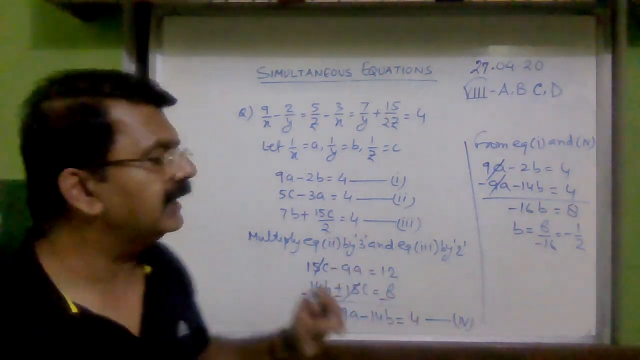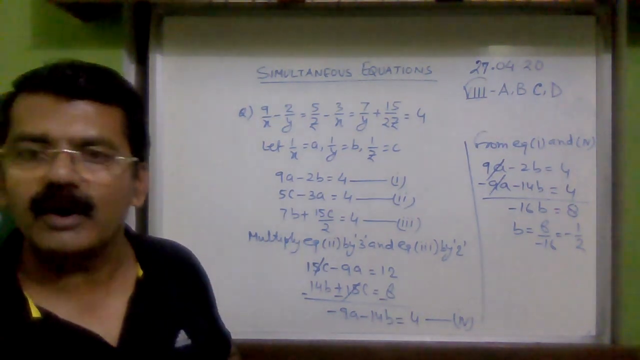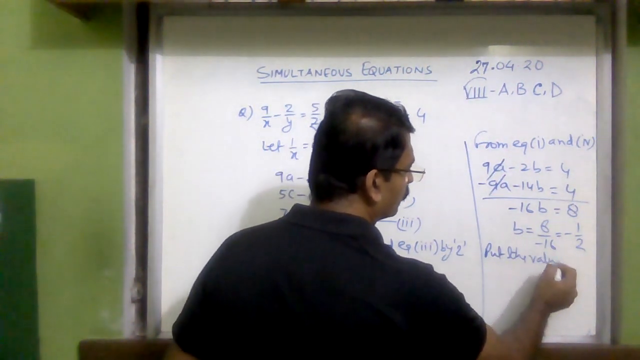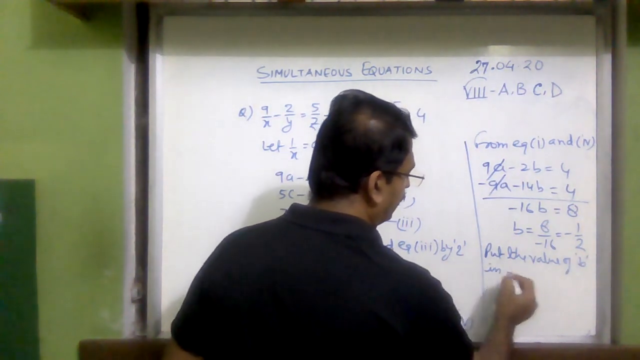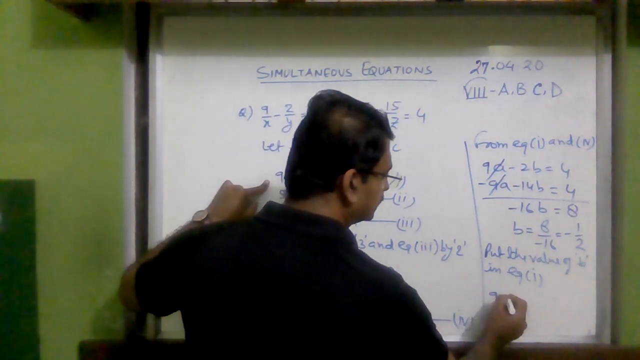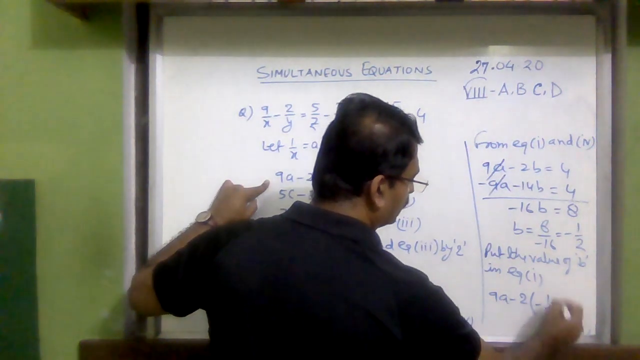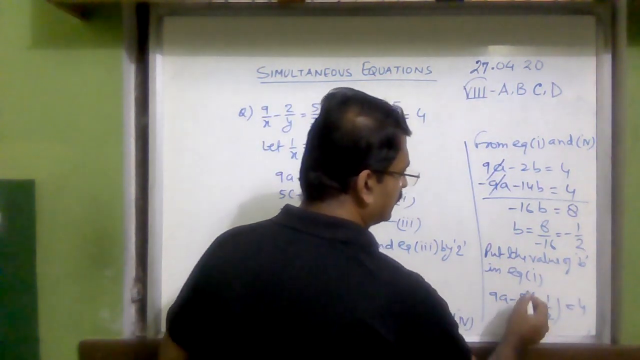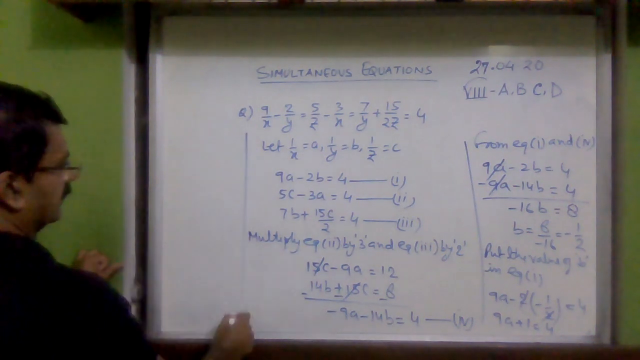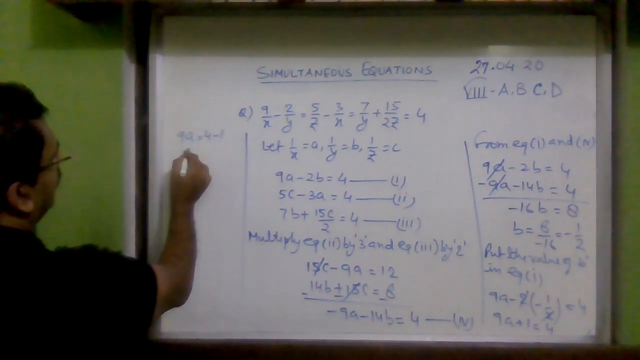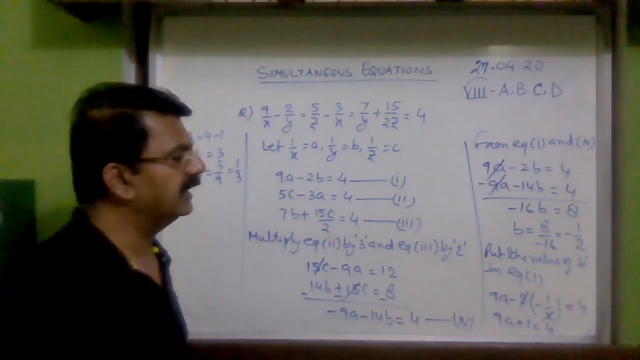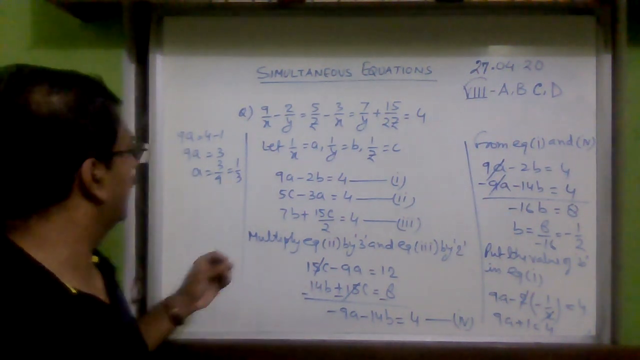Now we will put this value of b, that is minus 1 upon 2, in equation 1, then we'll get the value of a. Put the value of b in equation number 1 means 9a minus 2 into minus 1 upon 2 is equal to 4. Now this 2 cancels out. 9a minus into minus plus 1 is equal to 4. So 9a is equal to 4 minus 1, 9a is equal to 3. a is equal to 3 by 9, that is 1 upon 3. So we have found that b is minus 1 upon 2 and a is 1 by 3.